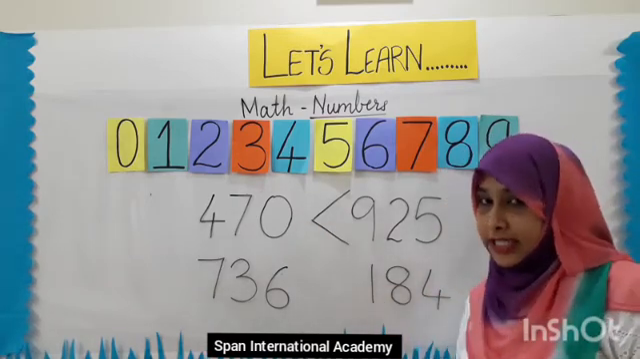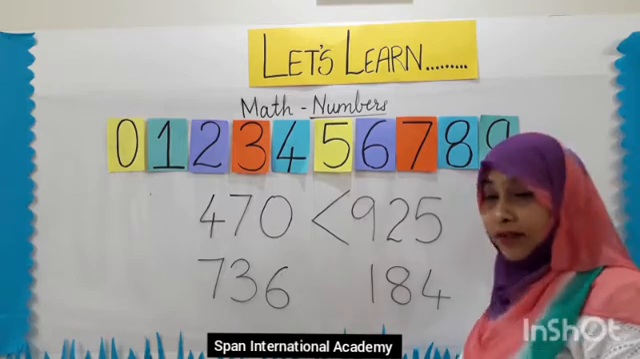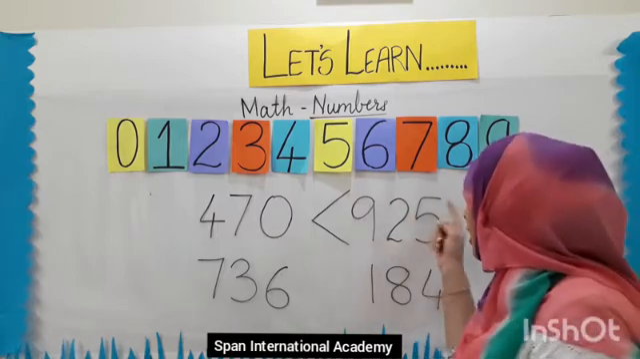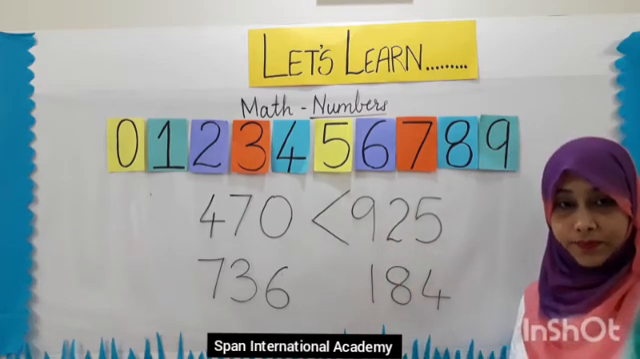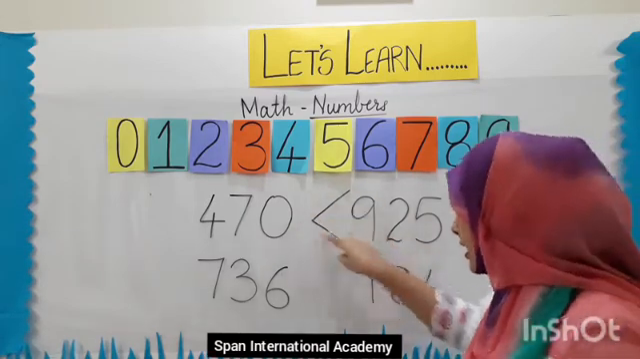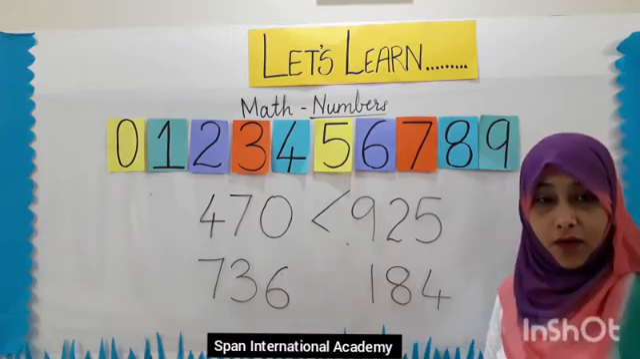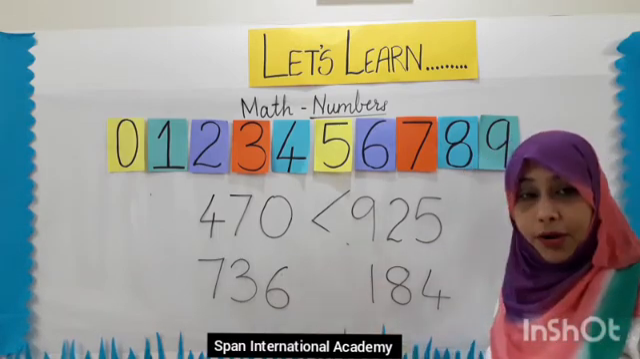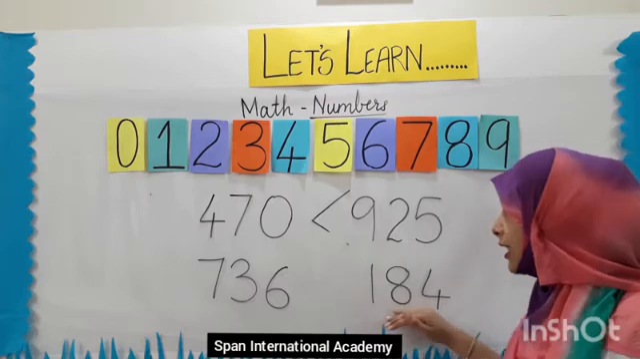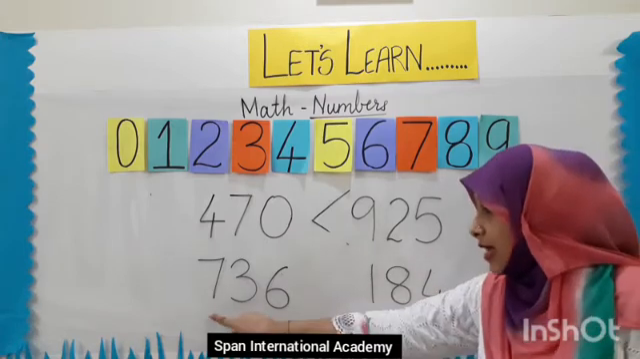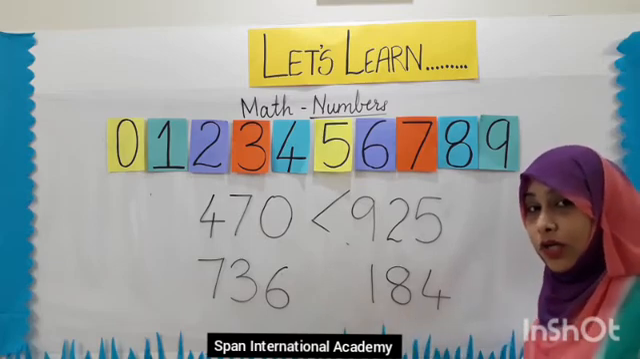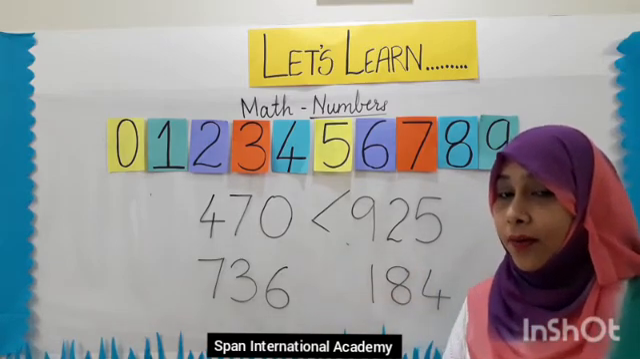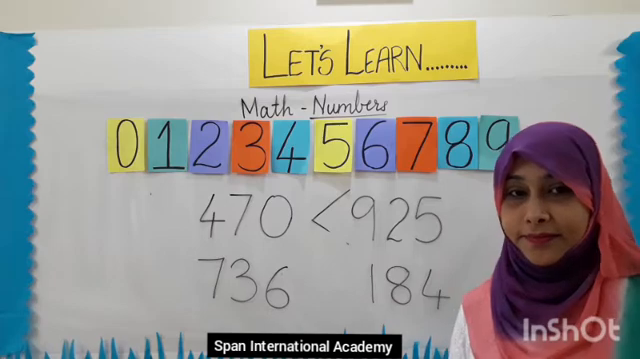Now how do I put the sign, students? You all have to tell me. In the first one, the number 925 is bigger. So I made a sign like this. Now, in my second number, this number is bigger than this one. 736 is bigger than 184. So where will the sign go? Think, think.